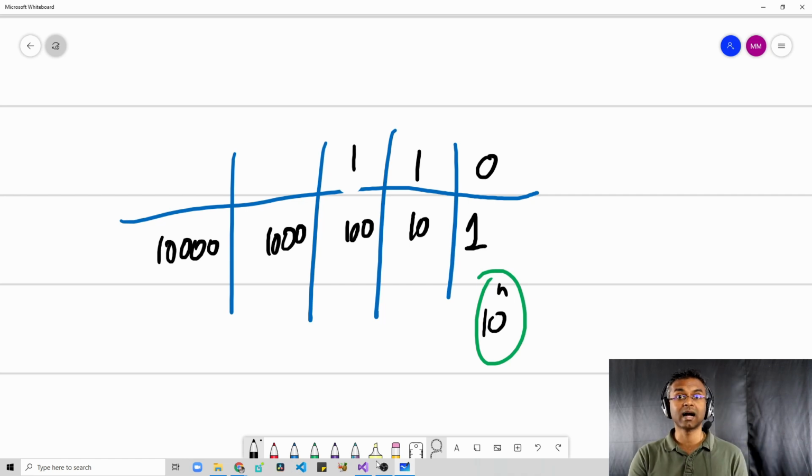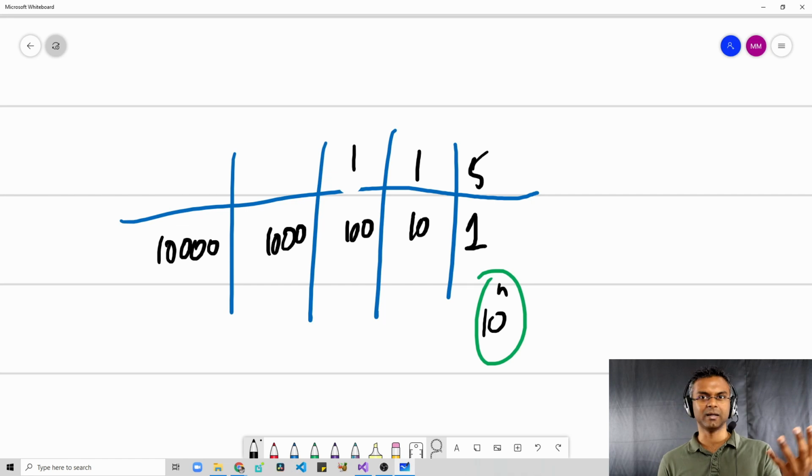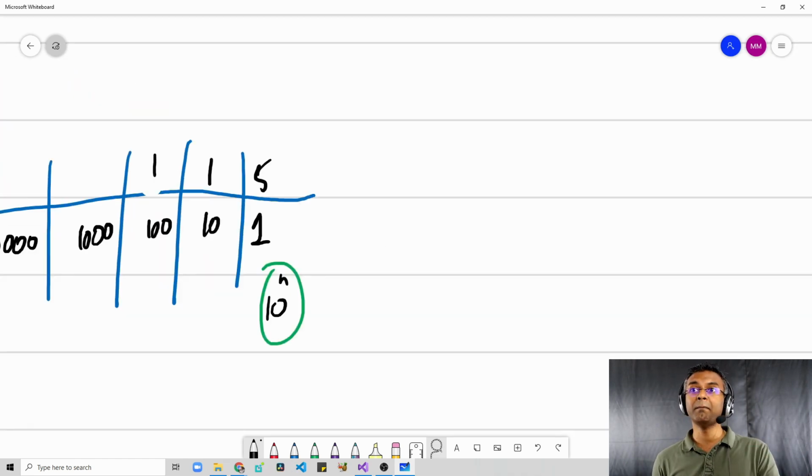And if you want to represent 115, since we already have 110, we just need a 5 digit over here, so it's 115, and so on. So that's how we represent numbers using the decimal number system, correct? Now let's have a quick look at the binary number system.